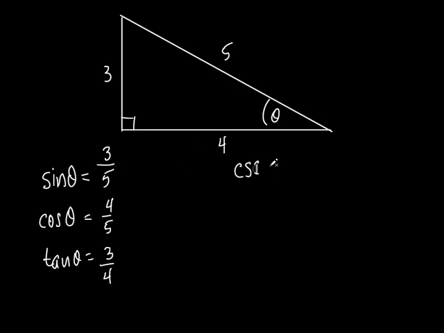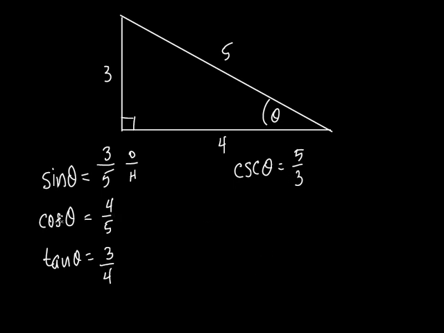Cosecant. Very good. It's the cosecant. Now, what is the inverse? The cosecant is the inverse of the sine. So, if you think about it, it's just 5 over 3. Because instead of opposite over hypotenuse, this is going to be hypotenuse over opposite, correct? So here's hypotenuse, here's opposite. It's going to be 5 over 3. Does that make sense?